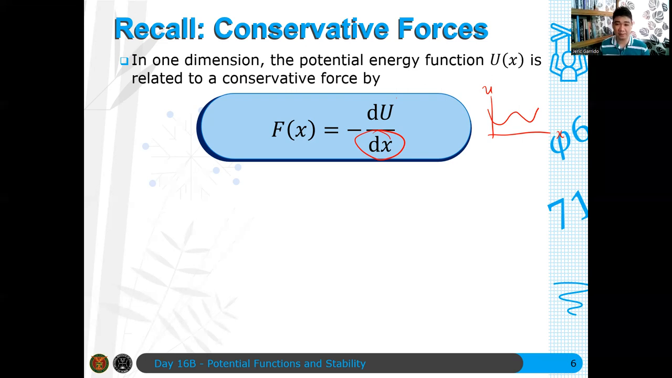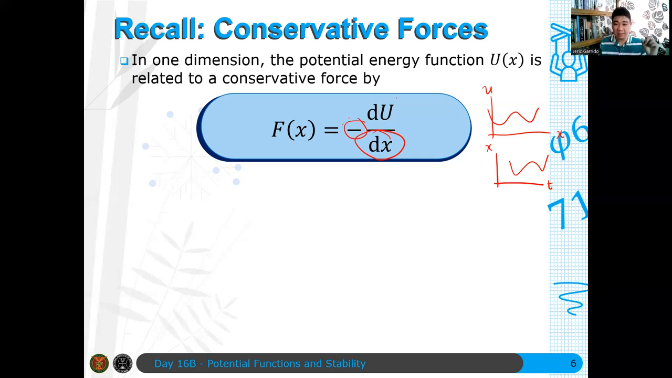Saan siya related? Di ba pwede mong isipin slope lang yan? So, kung naalala nyo si velocity time, ay si position time, xt. So, velocity, ay position time. The velocity is the slope of the tangent line. Now, the force there is, yes, it is still related to the slope of the potential energy as a function of displacement. However, you need a negative sign.